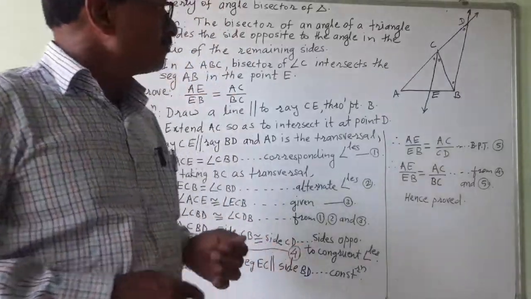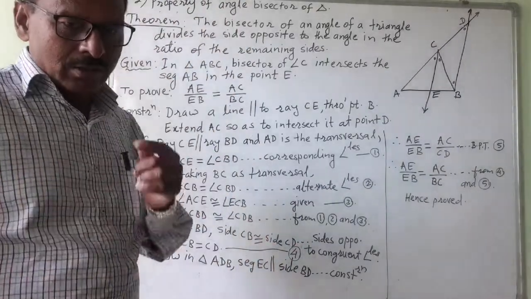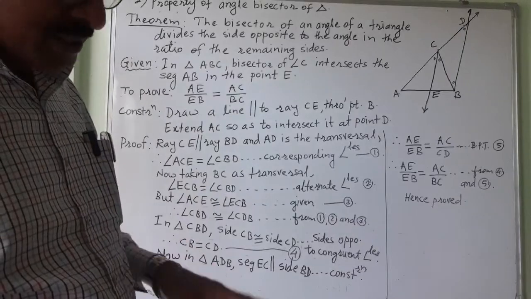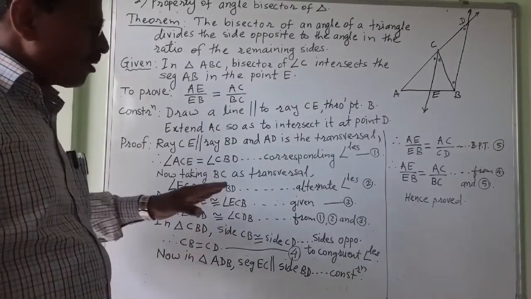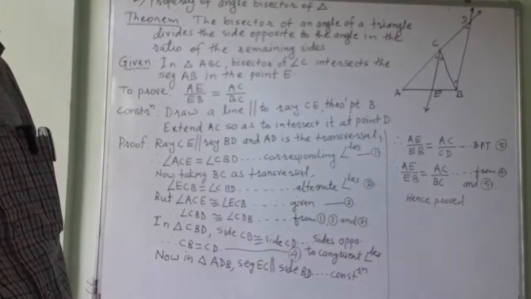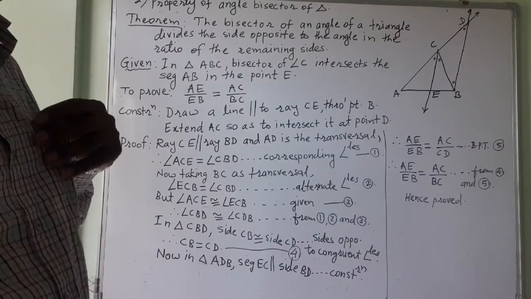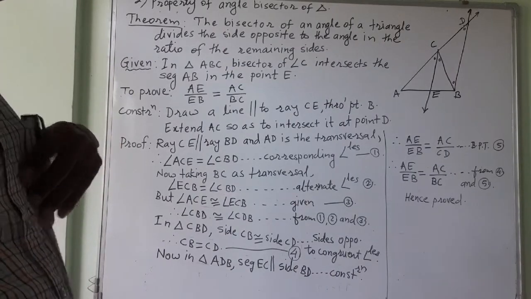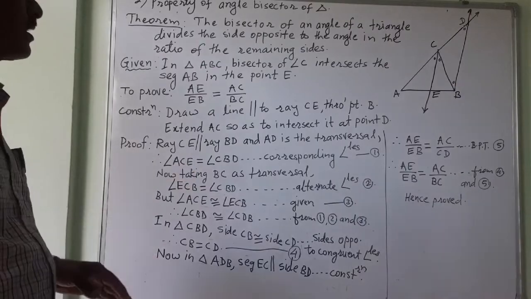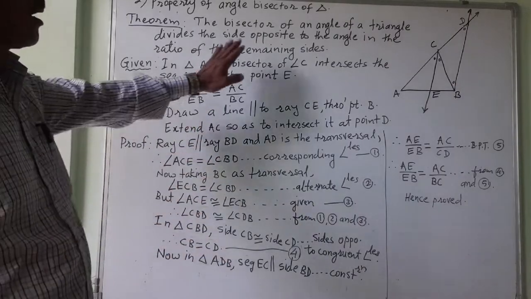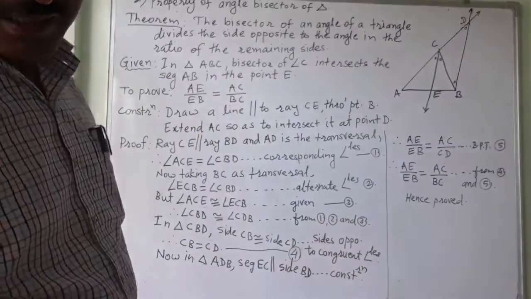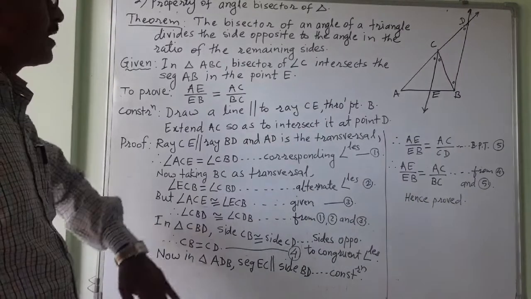Hello everyone. Now, in similarity, we have seen some of the properties and one theorem, BPT, the basic proportionality theorem. Based on that, there is another theorem, that is the angle bisector theorem. What is that angle bisector theorem? That I will explain.